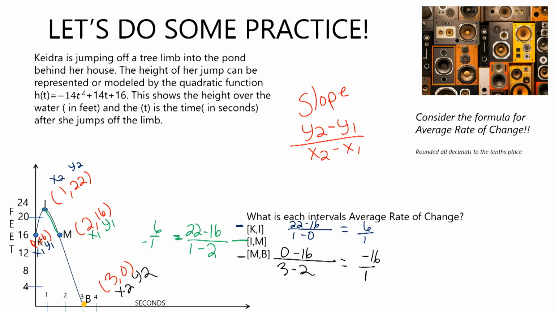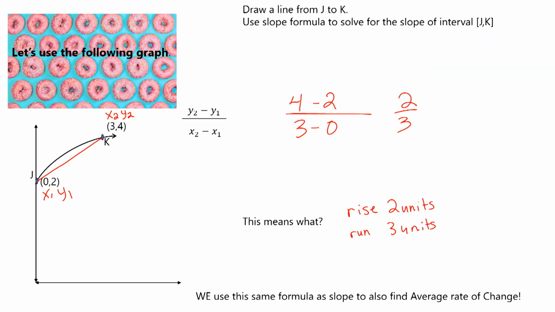Does yours match mine? -16/1? If it does, you've done it correctly. Now, every time that we find our average rate of change, sometimes we're going to get decimals, and that's okay because it tells us that we can round.